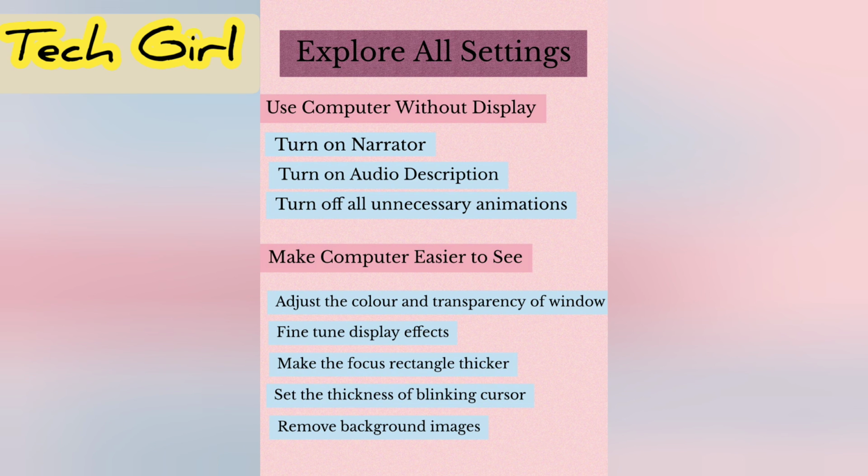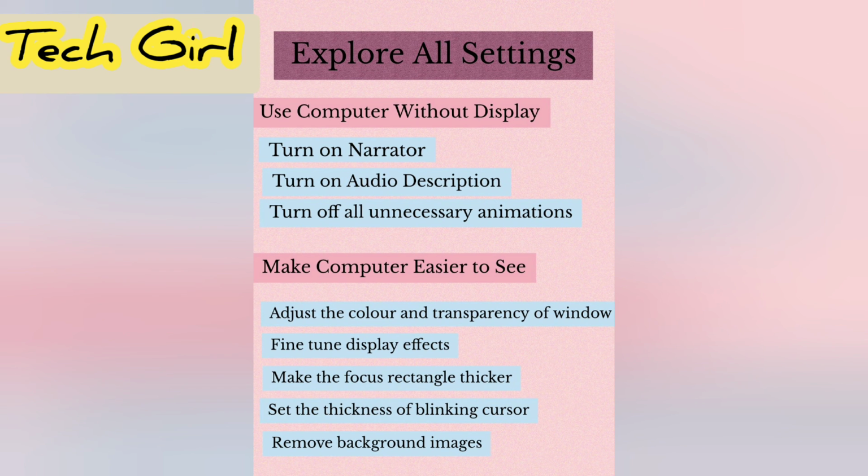Next point is remove background images. If we have any image in the background, then we can remove it using this option. So it helps in making the screen easier to see by turning off all unimportant overlapped content and background images. And this is really a very good option, and it happens with me also. If there is a picture in the background, I face problems, so this option will help the user who has a vision impairment.